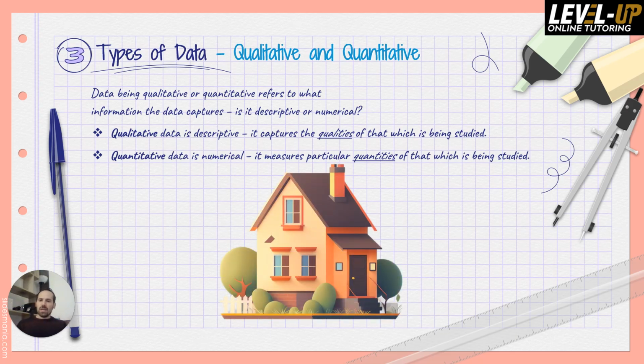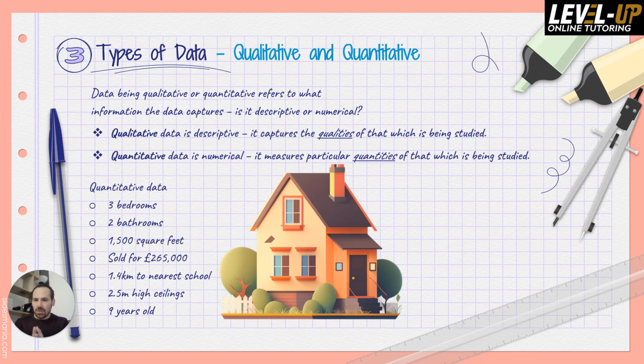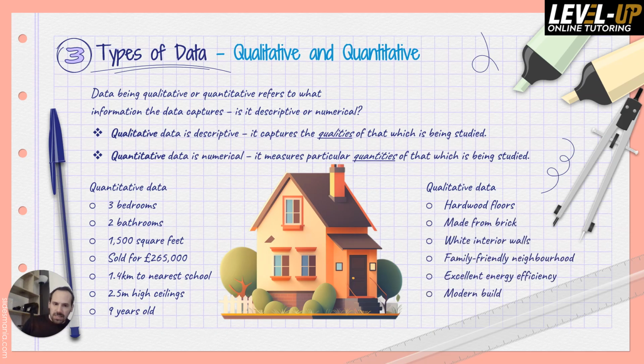And so we can take an example here of a house. Quantitative data, sorry, would be things like this. So numerical amounts: how many rooms, how much space there is, what it's sold for, how close the nearest school is, all specific numerical amounts. Qualitative data is then things like this. Like it's got hardwood floors, it's a family-friendly environment, it's a modern build. It describes the house. So that's an example of differences between qualitative and quantitative.